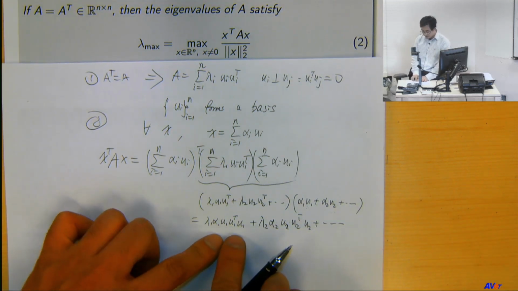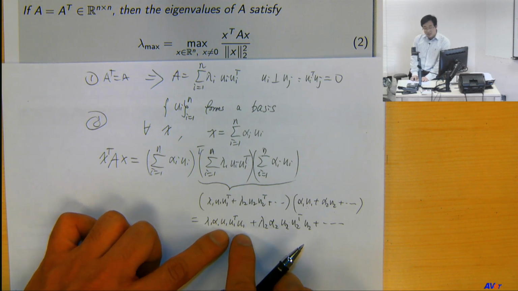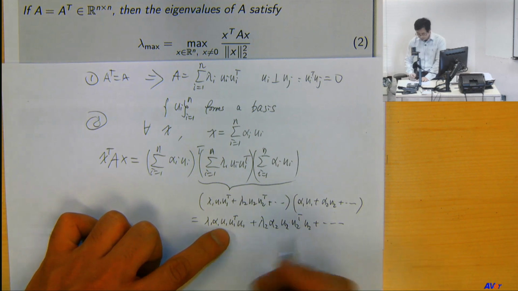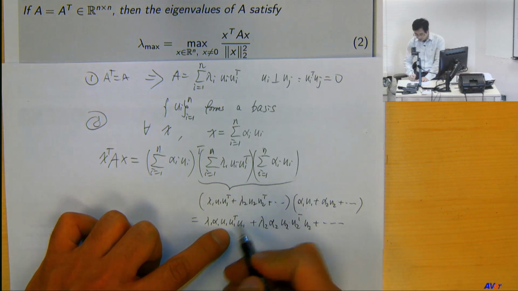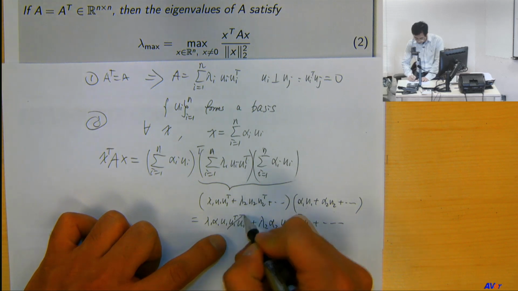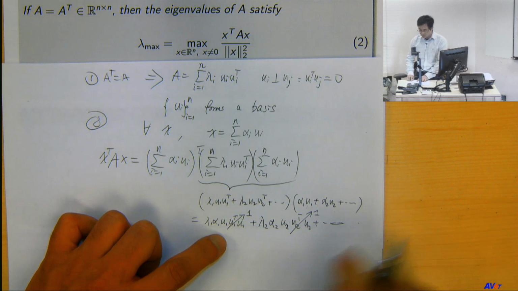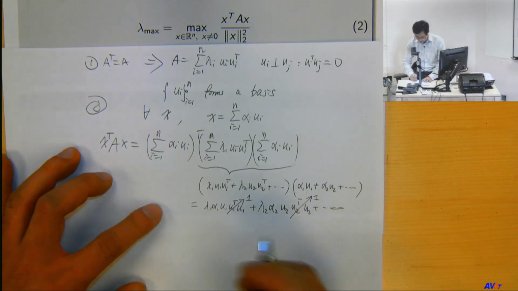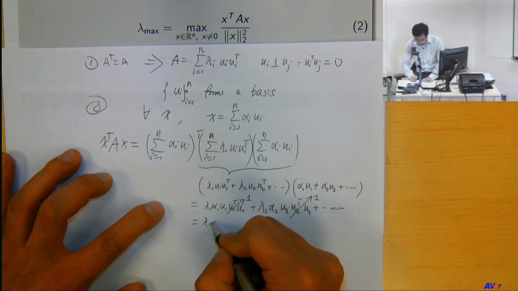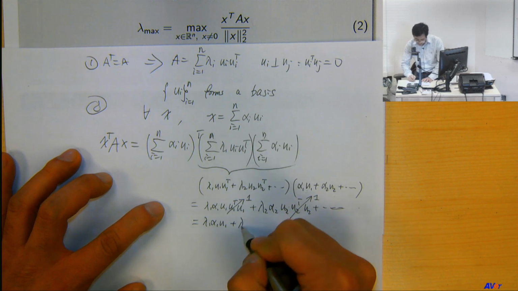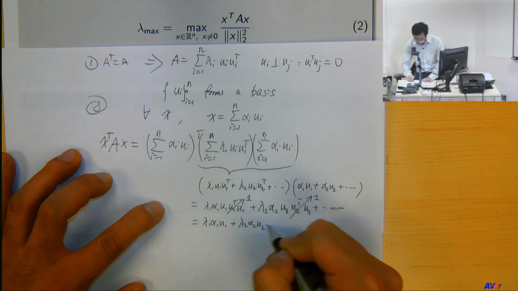Now the second observation is this. Because U1 is normalized, it has unit norm. So U1 times U1 transpose times U1 is what? It's 1, and then this is also 1, and all the things are 1. So this is nothing but lambda 1 alpha 1 U1 plus lambda 2 alpha 2 U2, etc.